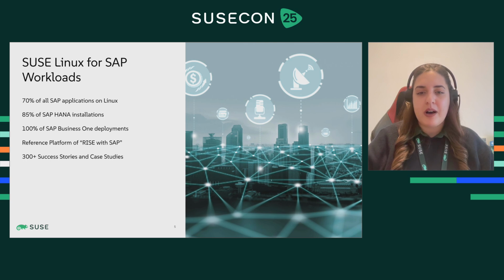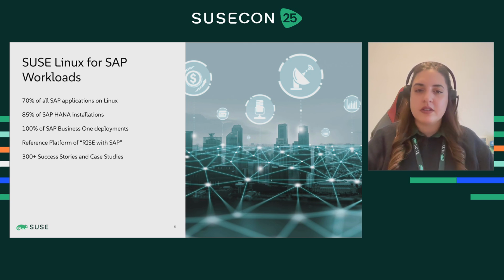So if you're still wondering why SUSE Linux for SAP workloads, well, 70% of all SAP applications run on Linux, 85% of SAP HANA installations, 90% of SAP workloads on Linux and on Azure, 99% of IBM Power, and 100% of Business One deployments. SUSE is the reference platform for RISE with SAP and also owns various internal and external systems by SAP. Over the years, SUSE worked with SAP and ecosystem partners to deliver SAP solutions first on the market. With over 20 years of history of collaboration with SAP, SUSE has over 300 success stories and case studies.